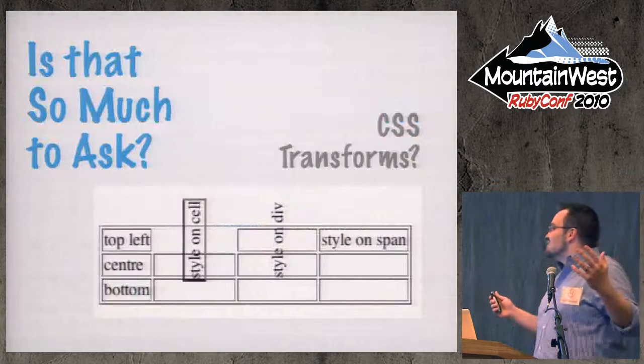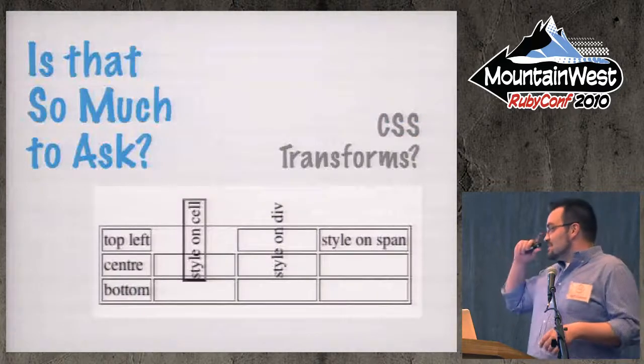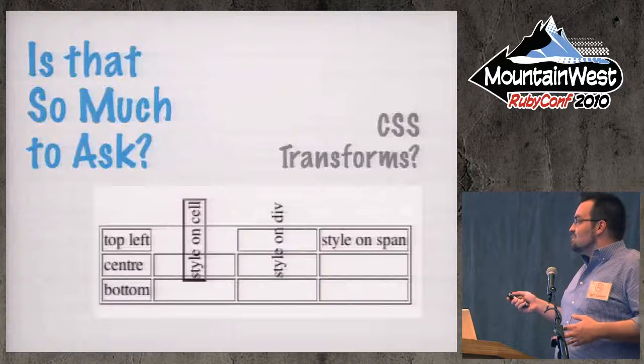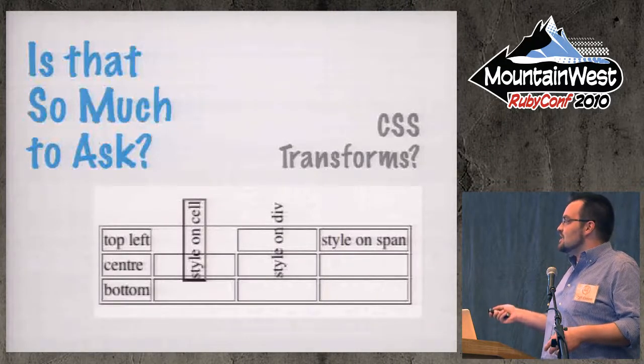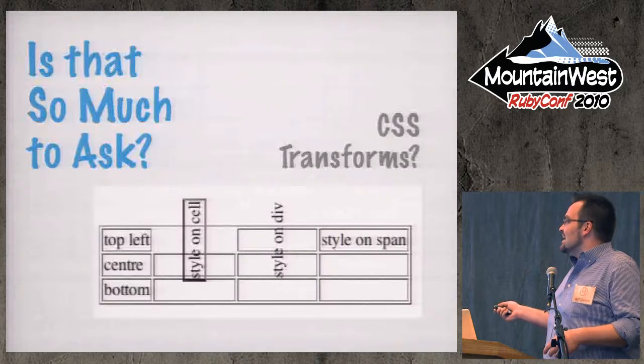CSS3 transforms. This is awesome because it kind of works, except that it measures the column before it does the rotation. So you end up with this unreadable rotated text written over your other table cells. If you do it on a span, it doesn't even rotate, only on a div and cell.